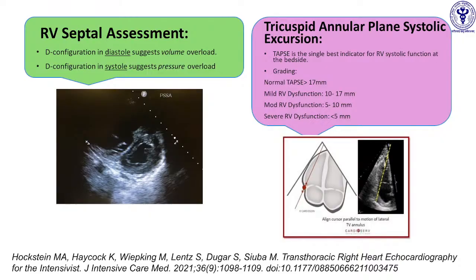This is described as one of the best indicators of RV systolic function at the bedside. It's pretty simple. Get a 4-chamber view, find the tricuspid wall. Grading for the TAPSE: normal TAPSE is more than 17 mm, mild is 10 to 17 mm, moderate 5 to 10 mm, and severe is less than 5 mm.